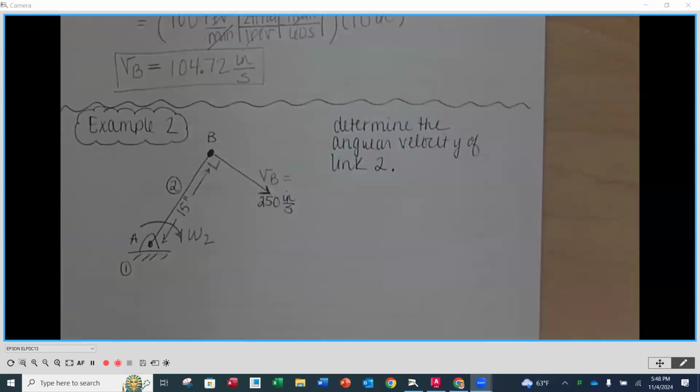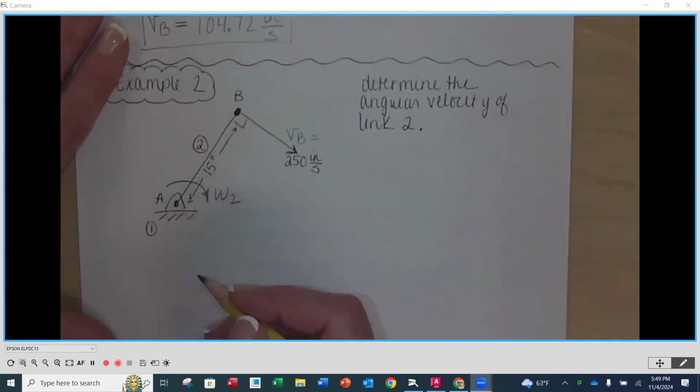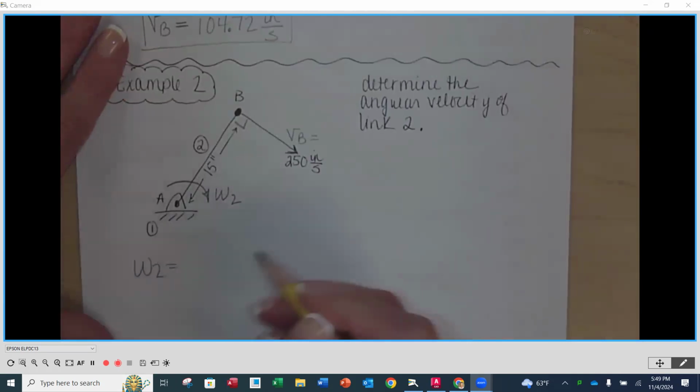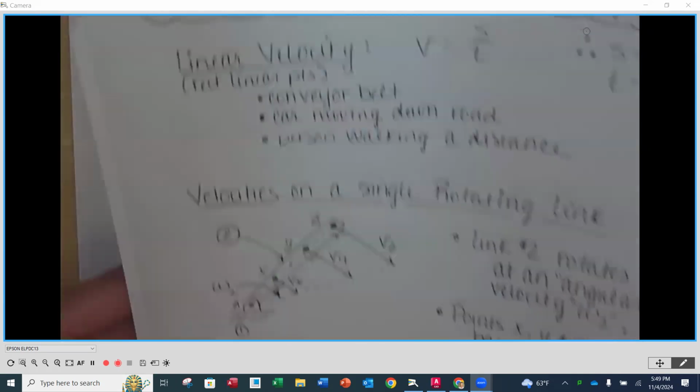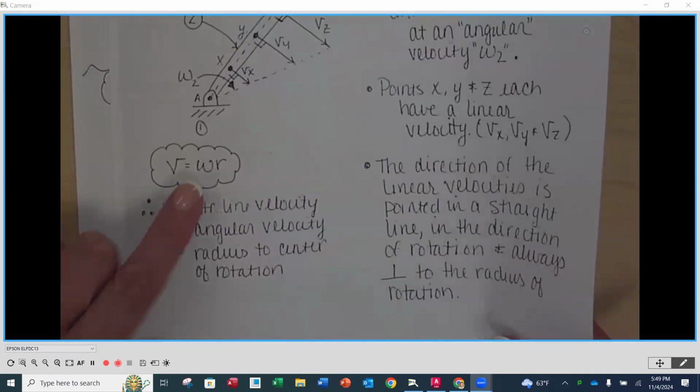So make sure you draw it on there clockwise, and our hint is given by the direction of the straight line velocity. Now, we need to solve for W2. That's our unknown here. Determine the angular velocity of link number 2. So we know that W2 is going to be a rearrangement. If you go back to the first page, this is our base equation.